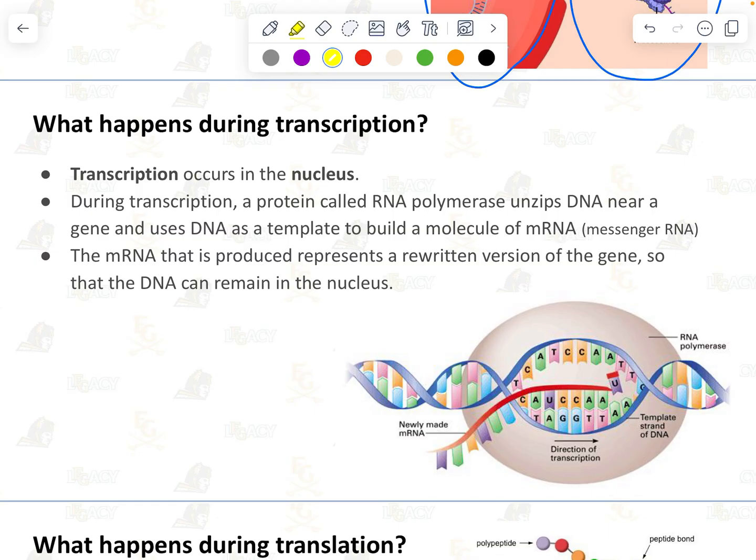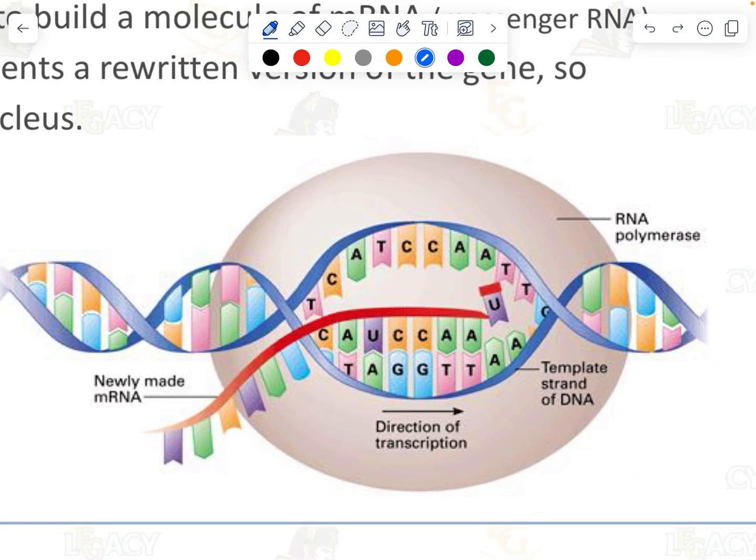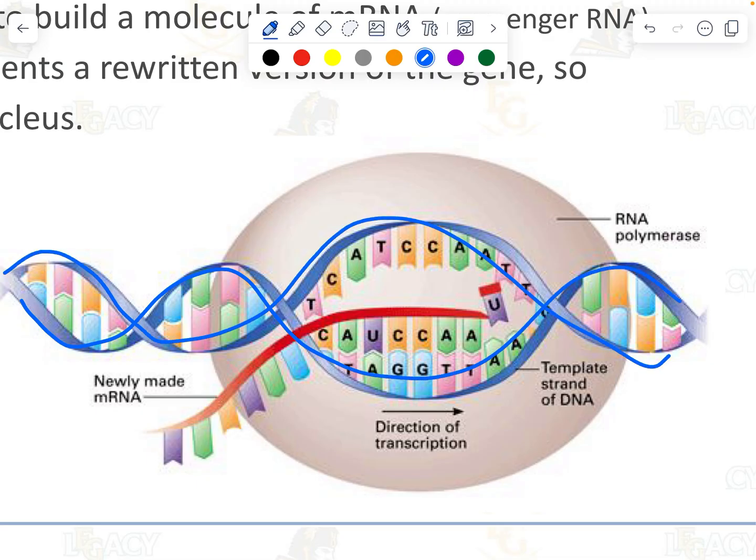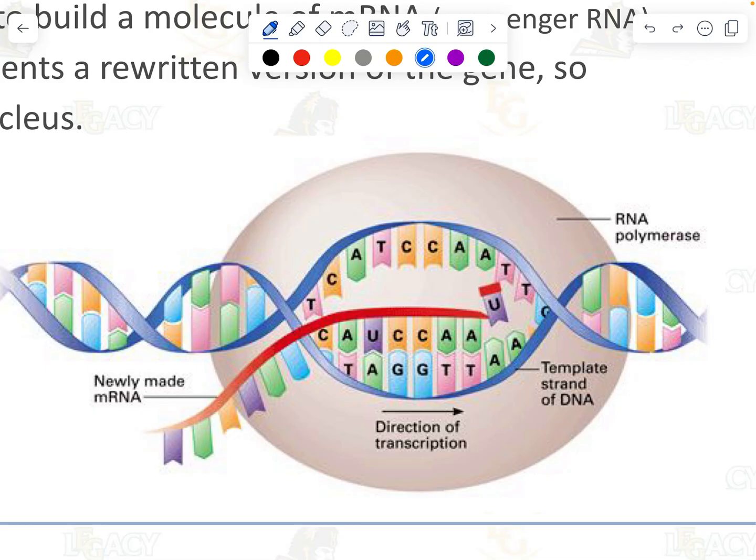Transcription occurs in the nucleus, and during transcription, a protein called RNA polymerase unzips DNA near a gene and uses DNA as a template, as a guide, to build a molecule of mRNA, also known as messenger RNA. In this diagram down here, you'll see this brown blob is RNA polymerase. It is a protein whose job it is to find a gene on DNA, which you'll see is the double-stranded blue molecule here. It's going to unzip it, and it's going to expose the letters on DNA, and those letters are going to be used as a template.